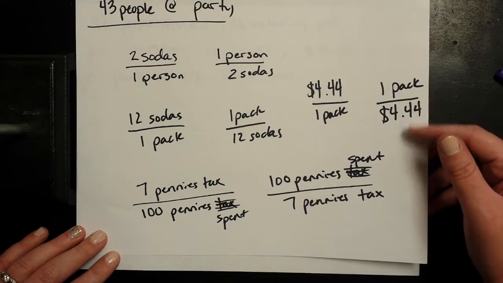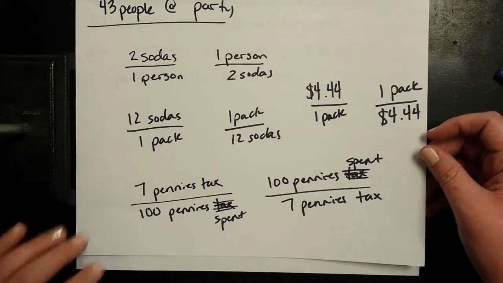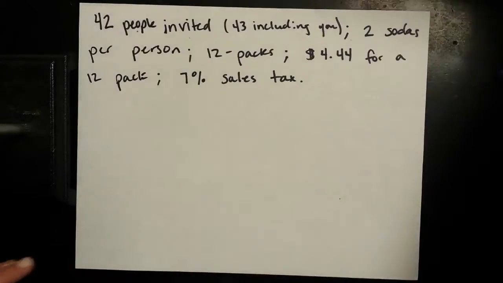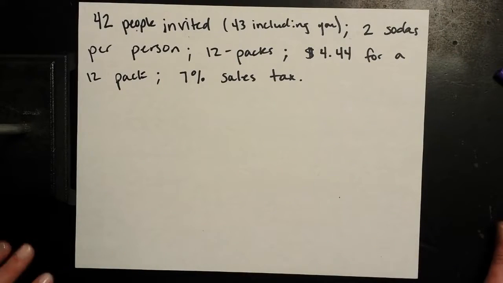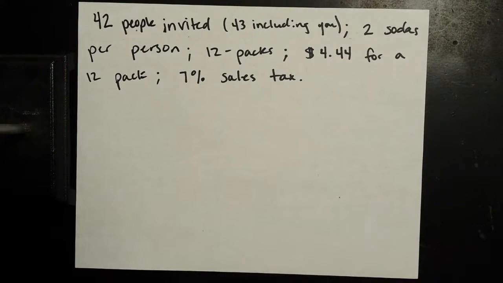All right, so I'll refer to this sheet of paper and these conversion factors instead of the slides, but they're written on the slides as well. Okay. So the first thing we want to know is, well, if we have 43 people, how much soda do I need? And a lot of people can do that in their heads.